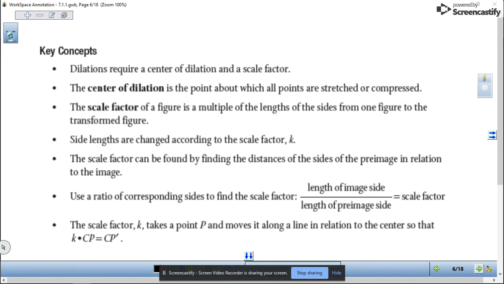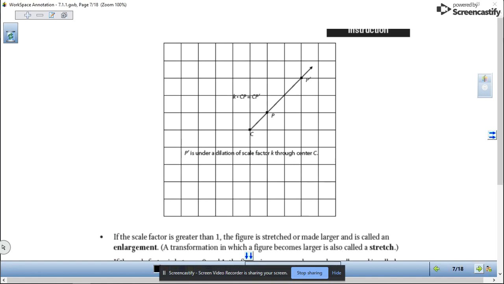The scale factor of a figure is a multiple of the lengths of the sides from one figure to the transformed figure. This last one down here is really important. Use a ratio of corresponding sides to find scale factor. The length of the image divided by the length of the pre-image equals your scale factor. In other words, if the length of your pre-image is, say, 1, and the length of your image is 4, then that means your scale factor was 4. You multiply by 4 in order to get your new number there.